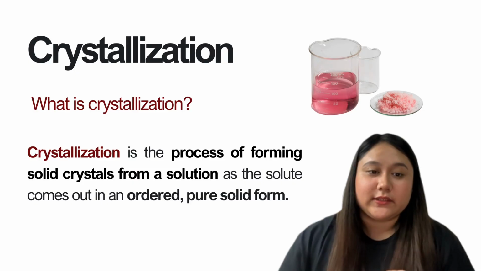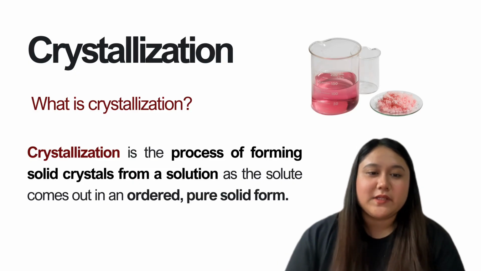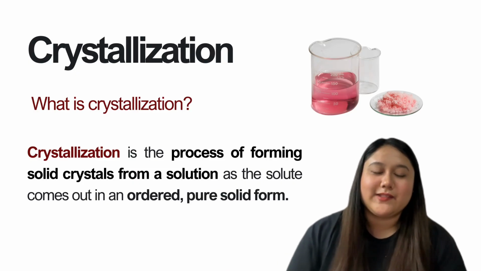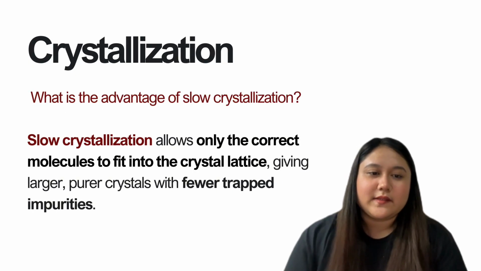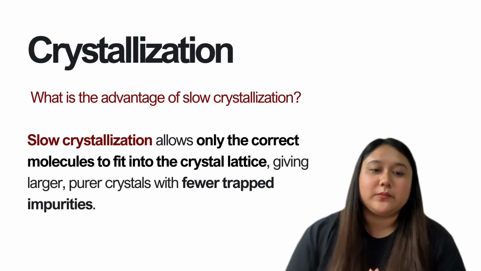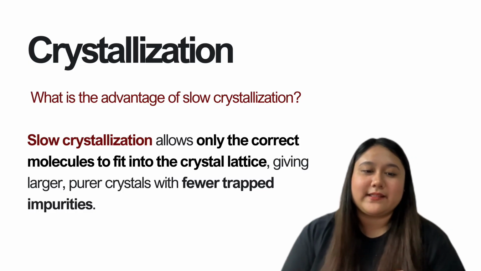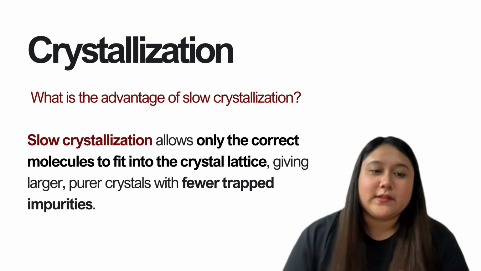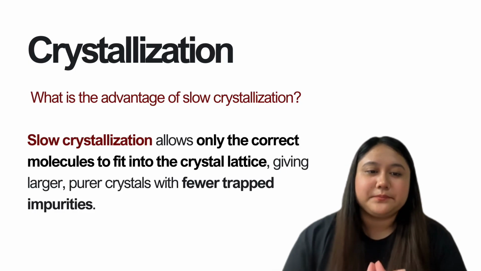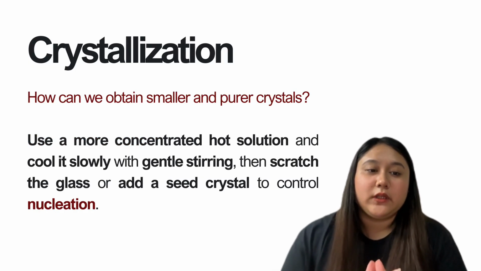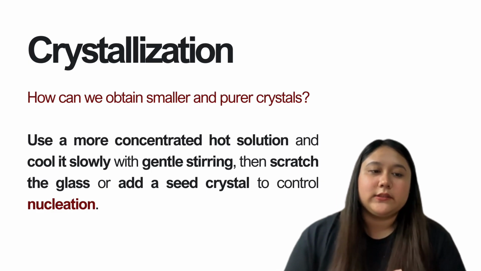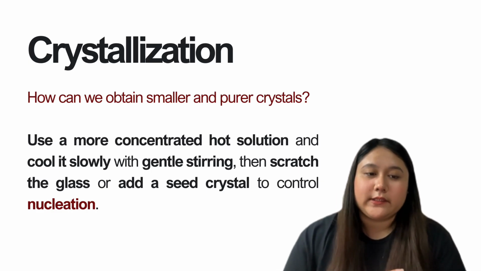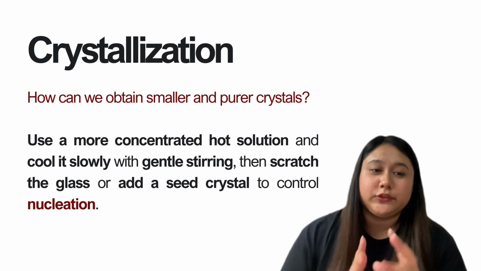What is crystallization? Crystallization is the process of forming solid crystals from a solution as the solid comes out in an ordered, pure solid form. Slow crystallization allows only the correct molecules to fit into the crystal lattice, giving larger, purer crystals with fewer trapped impurities. How can we obtain smaller and purer crystals? So we use a more concentrated hot solution and cool it slowly with gentle stirring, and then scratch the glass or add a seed crystal to control nucleation.